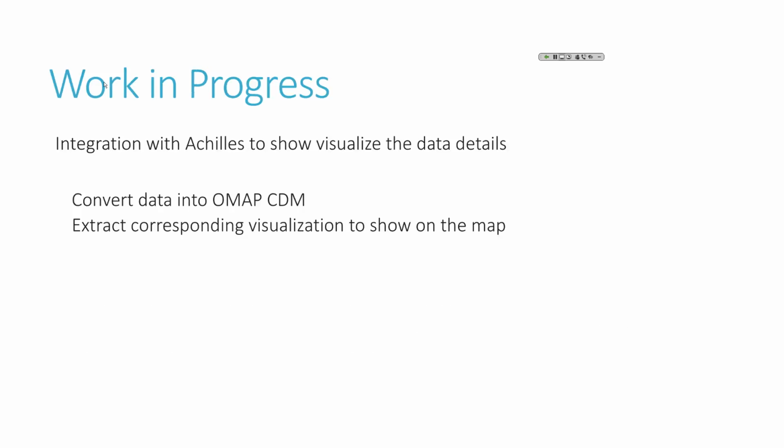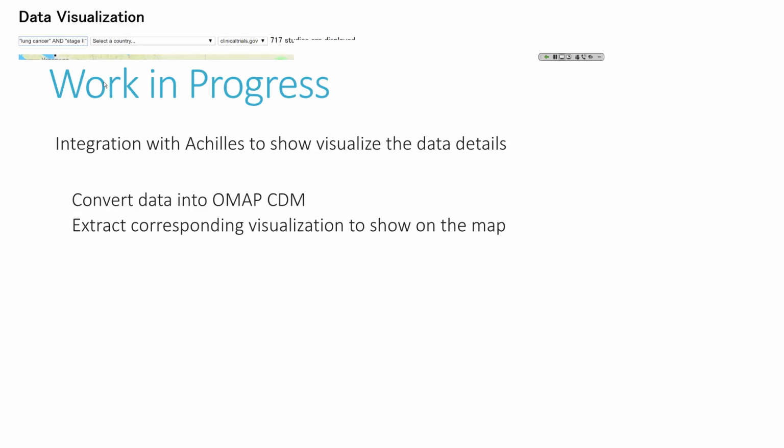The work in progress is that we try to integrate not only the geolocation of the study, but also some description of the data if the data is available. So the idea is, if we have data, we convert it into the OMOP CDM and run some statistics with a tool developed by Columbia University and show a composition of the data in addition to the metadata description.